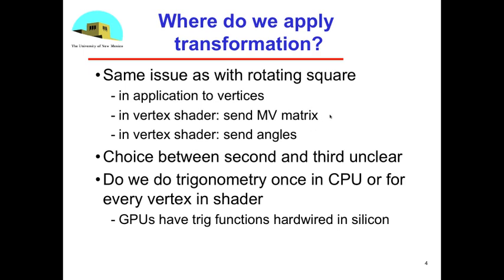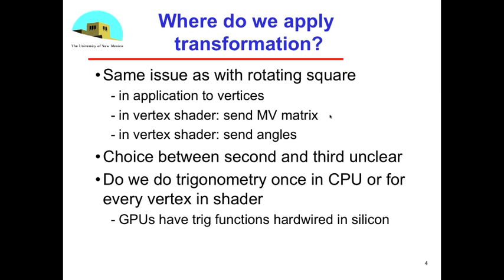Well, there are two distinct ways of doing that. One is I can compute a model view matrix each time we increment the angle and send over that model view matrix as a glUniformMatrix4. The other way is to say, no, let's do everything in the shader and let's just send the angles over.